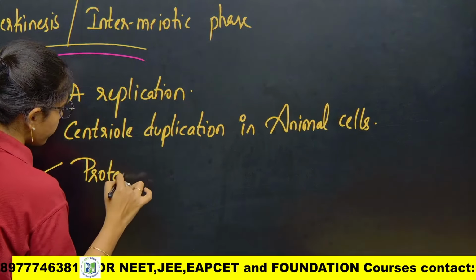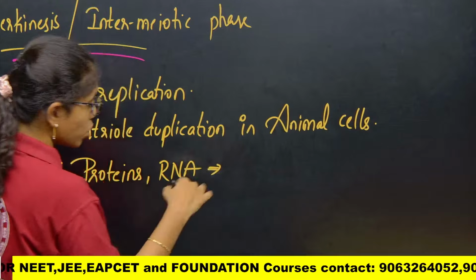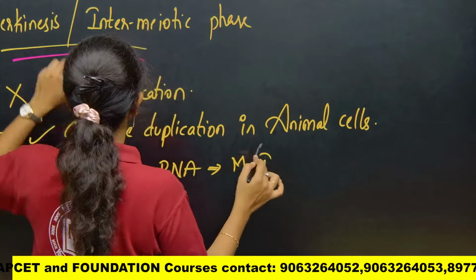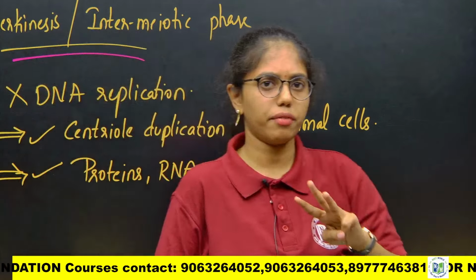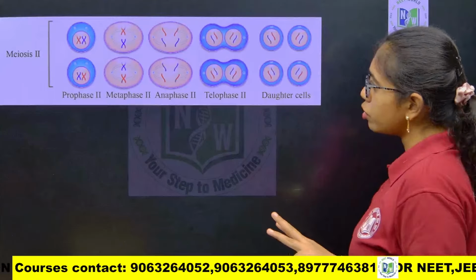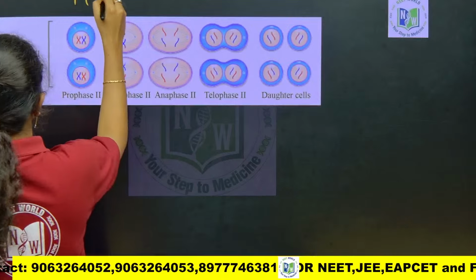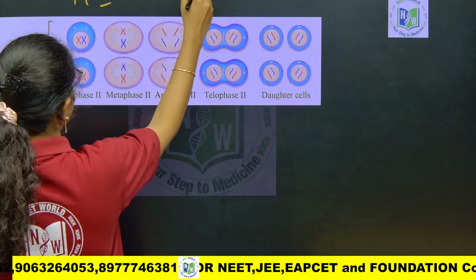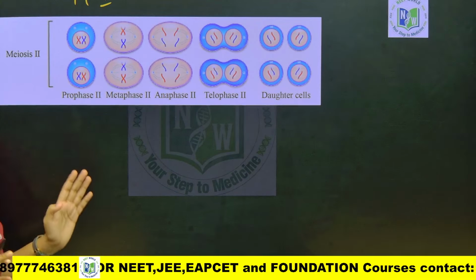Proteins and RNA required for meiosis 2 are being synthesized in the intermeiotic phase. That is it. These are the 3 clear points that you have to remember. In meiosis 2, one small note: meiosis 2 is the same as mitosis. That is it.